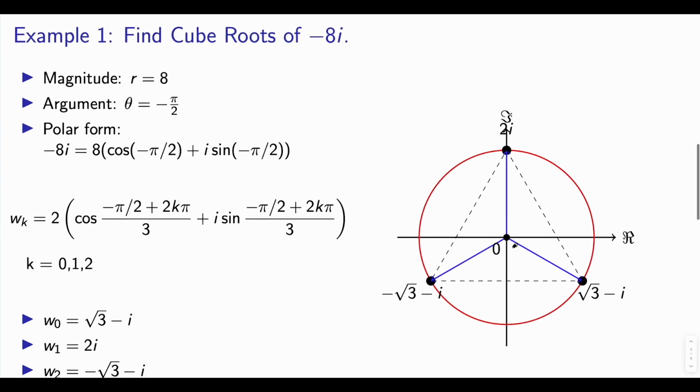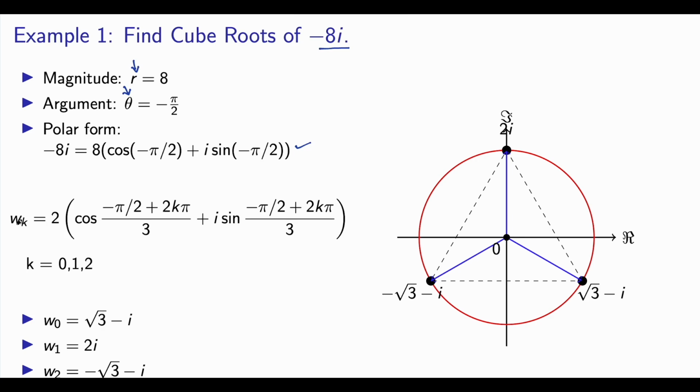So let us see a very quick example. Find the cube roots of minus 8i. First we find the magnitude r, then we find the argument, and then we write it in the exponential form, which can be obtained for this value. So this is my polar form.